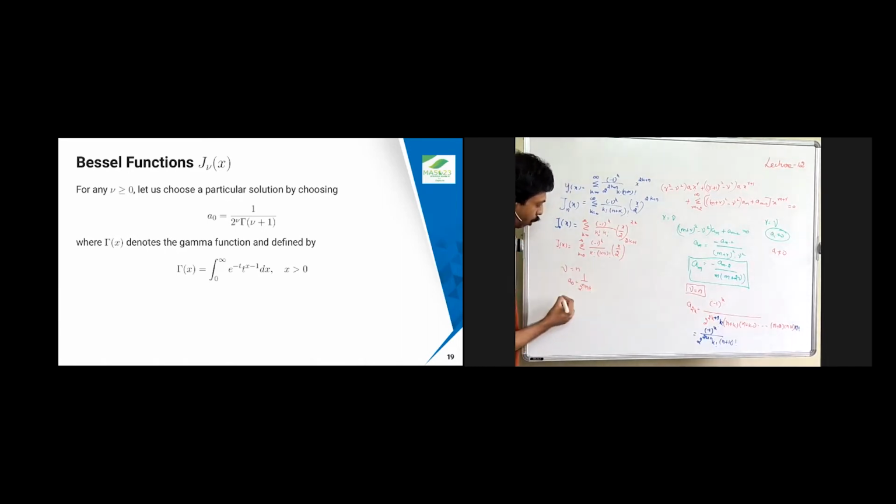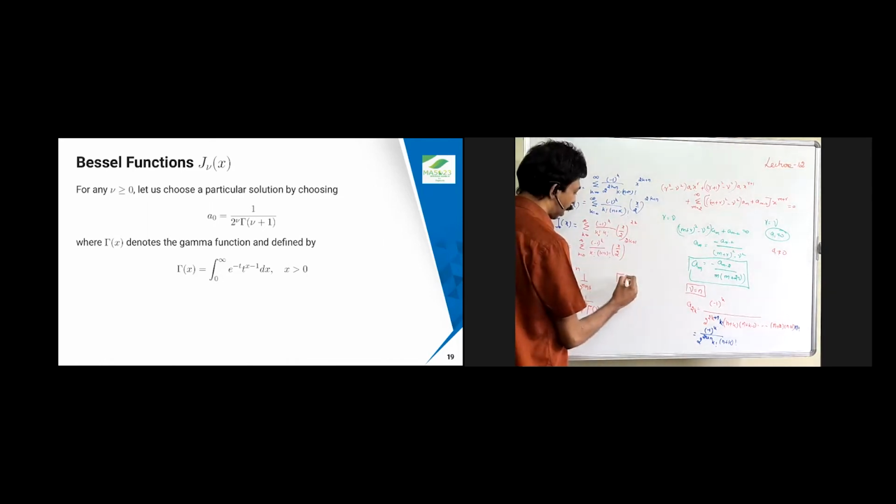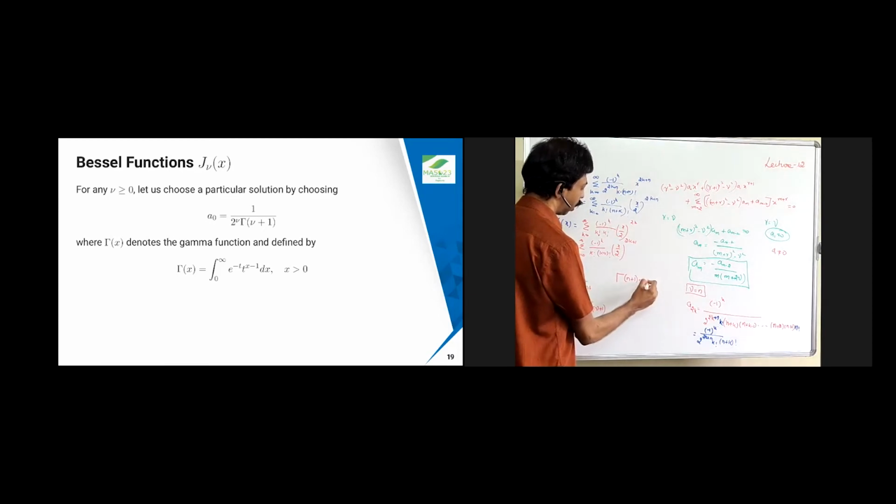Okay, for nu not equal to n, but a positive number, in that case what I'm going to choose is, for general nu greater than or equal to 0, a naught is equal to 1 by 2 power nu into gamma of nu plus 1. So in that case, you can just check that gamma of n plus 1 is nothing but n factorial. Okay, this is nothing but n factorial.